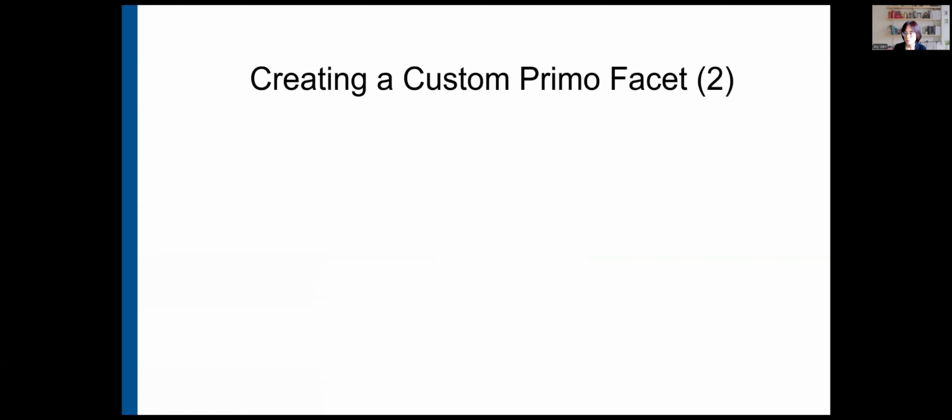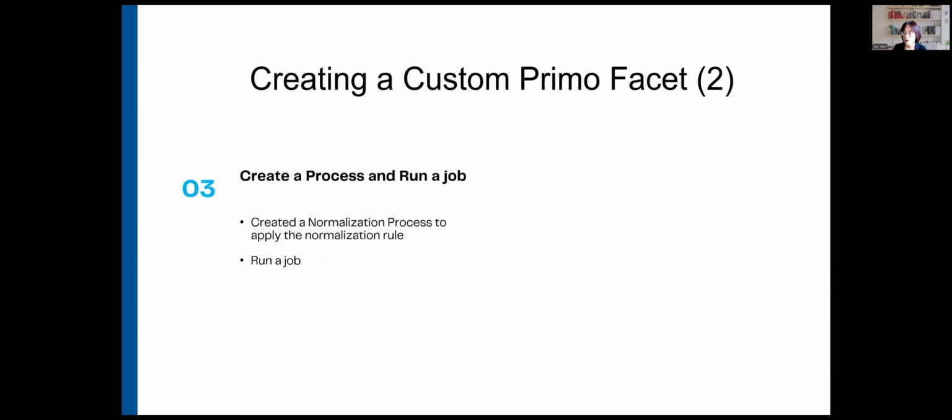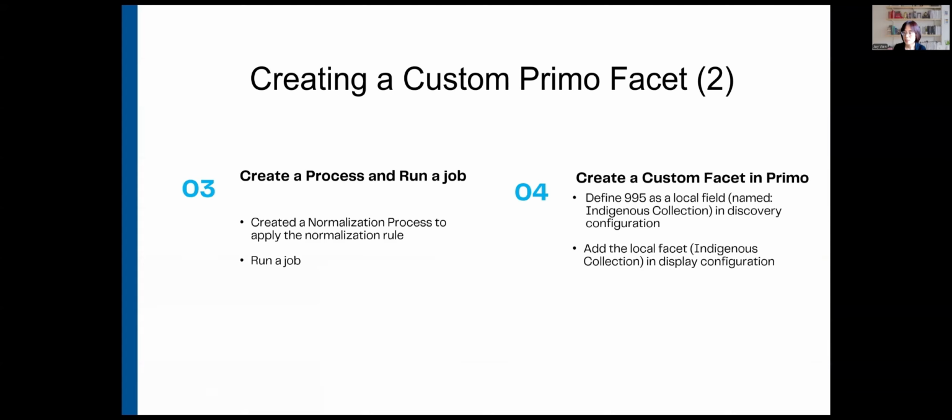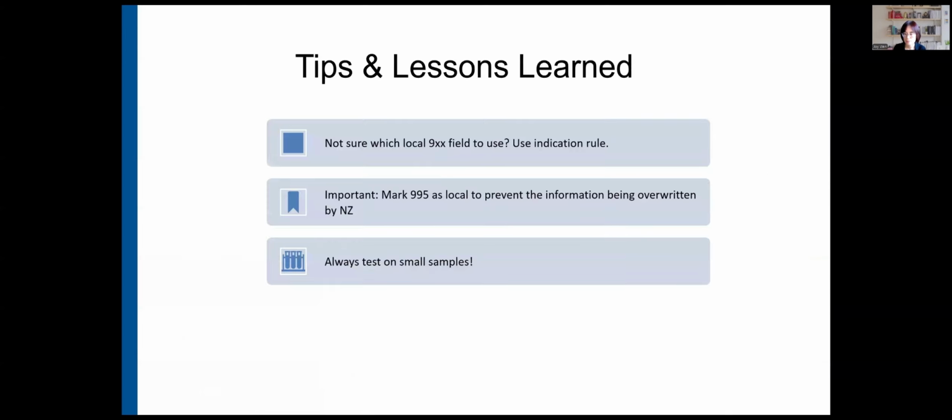Once the rule was ready, we created a process and scheduled a job in Alma to apply it to the identified records. After that, we configured the 995 field as the custom facet in Primo and added it to the discovery display, making it available for users during their search.